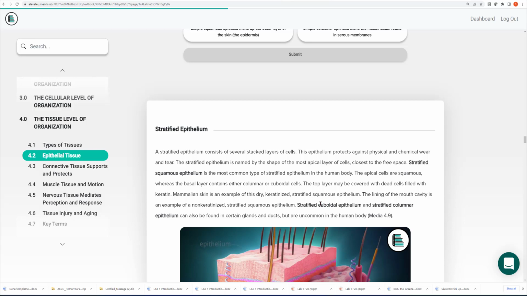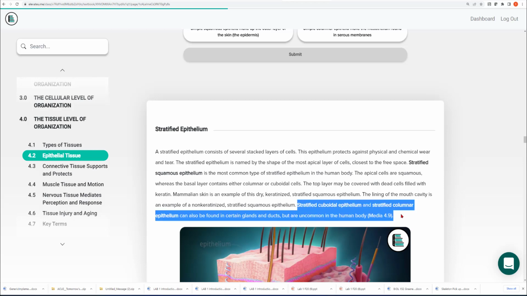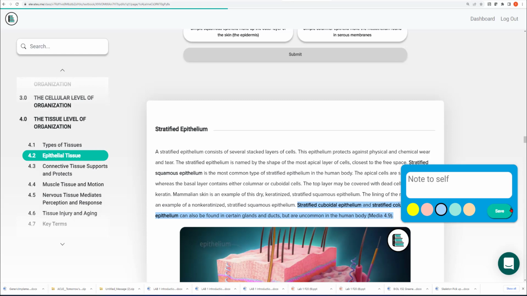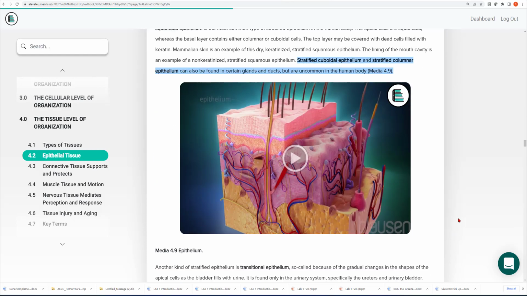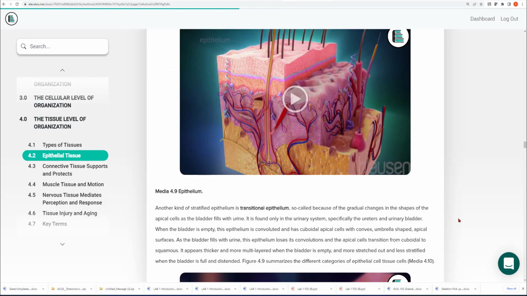There are stratified cuboidal and stratified columnar epithelia in your body, but recall, we are not learning about that this semester, so we'll put a blue over that. You don't need to worry about stratified cuboidal or columnar epithelium.